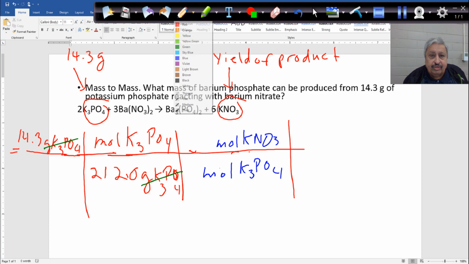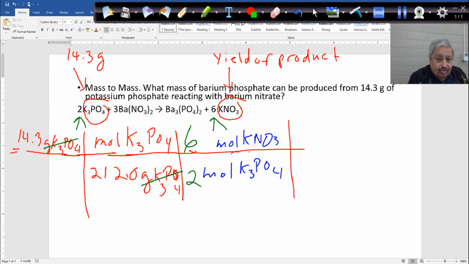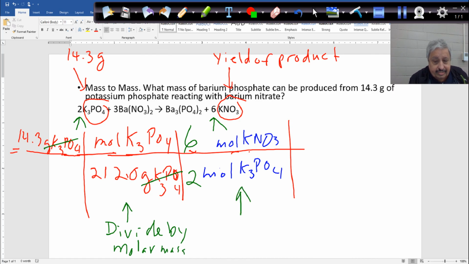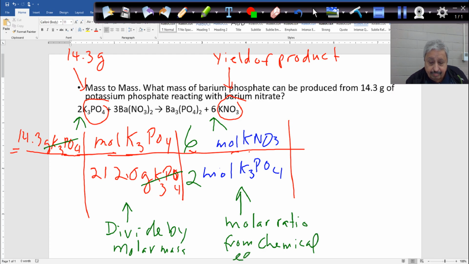So I have to look at the equation here. Then I have to look at what? The equation. The equation tells me what? Here is 6 and here is what? 2. I have 2 moles of this to 6 moles of this from the equation. So this is divide by molar mass. And this step here is mole ratio from the chemical equation above.